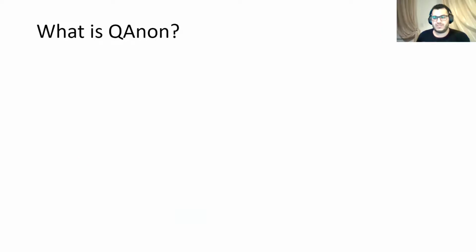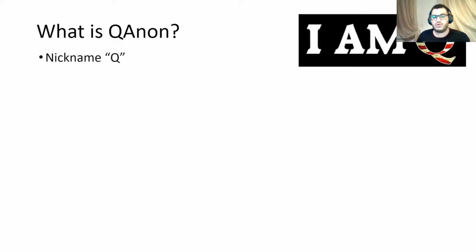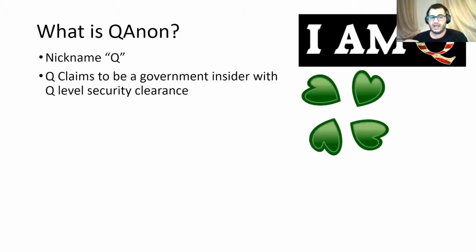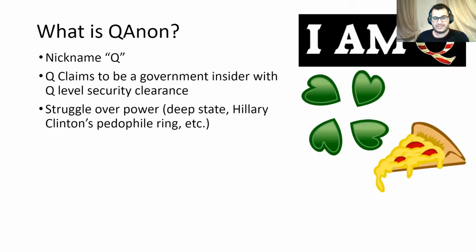So let's quickly jump right into it to see what exactly QAnon is. QAnon is a conspiracy theory that originates from posts by an anonymous user with the nickname Q. On October 28, 2017, the user Q posted a thread titled "Calm Before the Storm" on 4chan /pol/, and he claims to be a government insider with a Q-level security clearance.